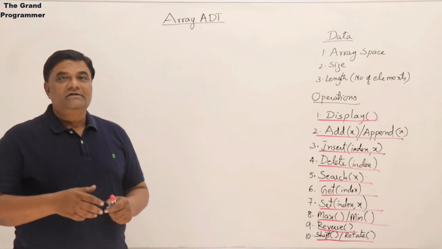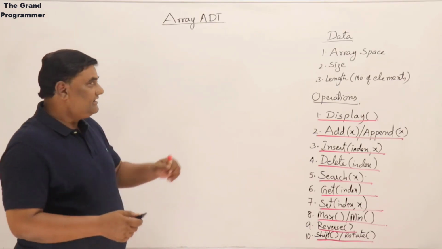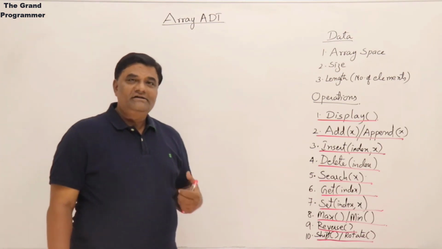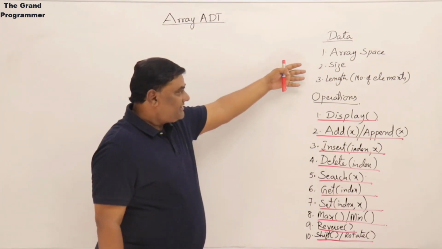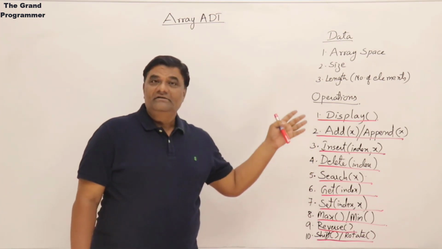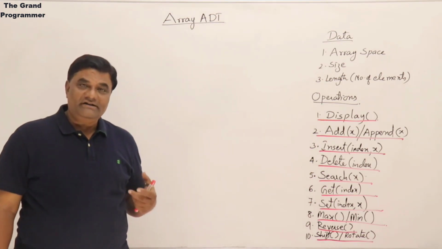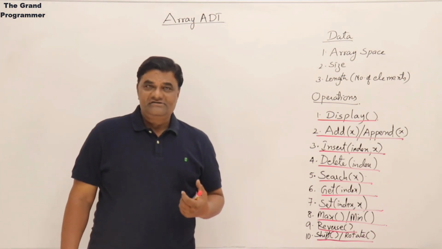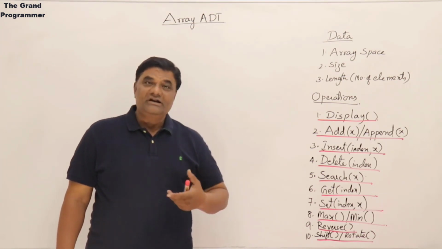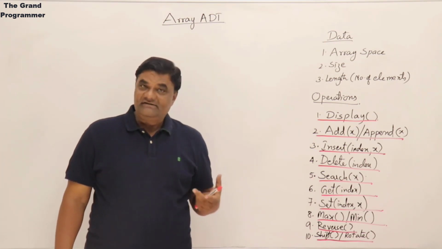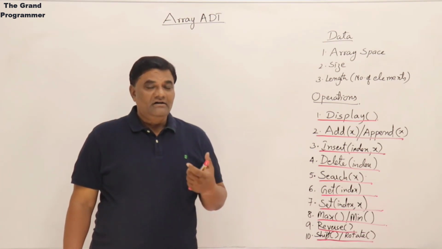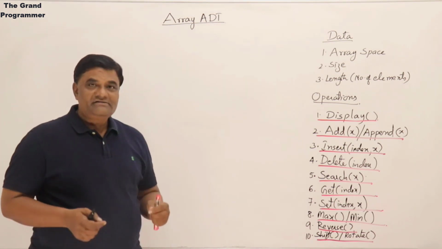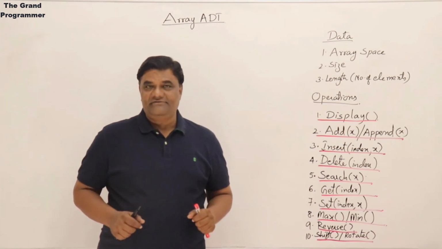Now the topic is array ADT, that is array as abstract data type. Abstract data type means representation of data and the set of operations on the data. Now array is a basic data structure provided by almost every programming language, like C++ provides an array as a basic data structure. So representation of data is defined by the compiler itself.